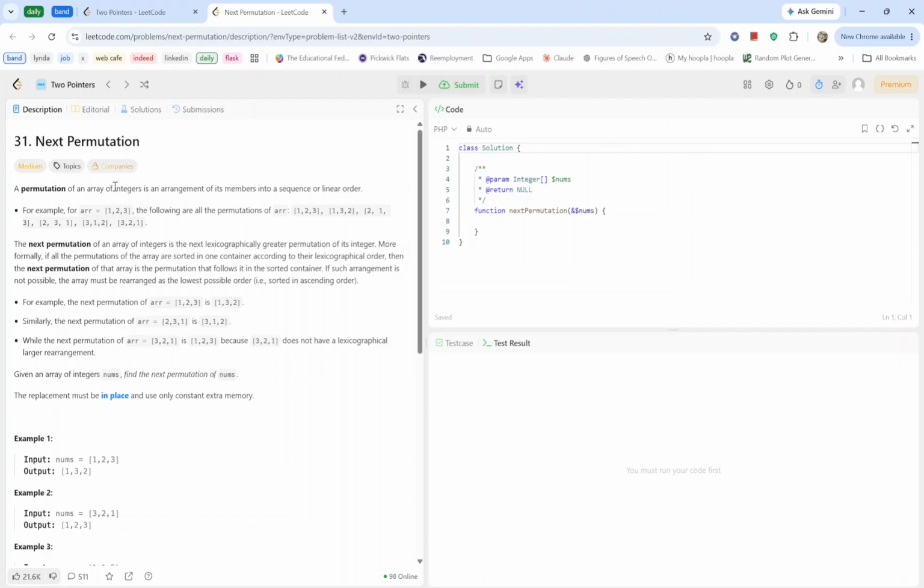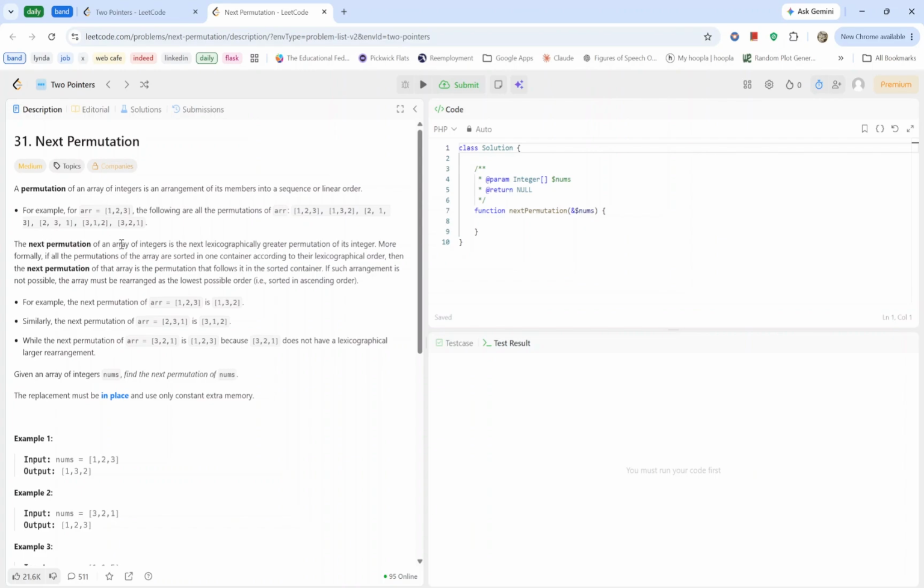A permutation of an array of integers is an arrangement of its members into a sequence or linear order. For example, array 1, 2, 3. The following are all permutations of array 1, 2, 3: 1, 3, 2; 2, 1, 3; 2, 3, 1. So there are different orders within this 1, 2, 3.